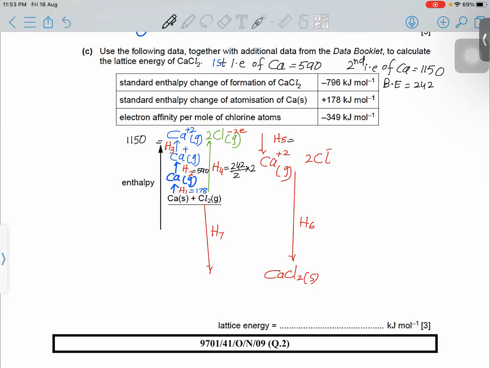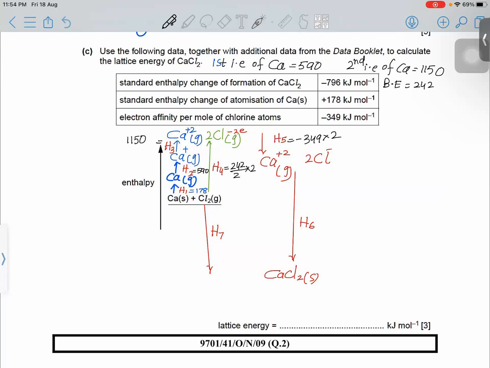So electron affinity, minus 349 times 2. H5 is the first electron affinity, right? Electron affinity per mole is minus 349. It should be multiplied by 2. Am I right? Yes, sir. Because you have 2 chlorine atoms.